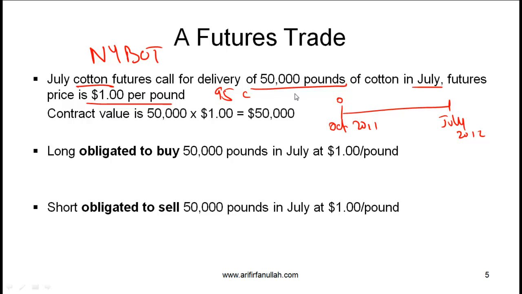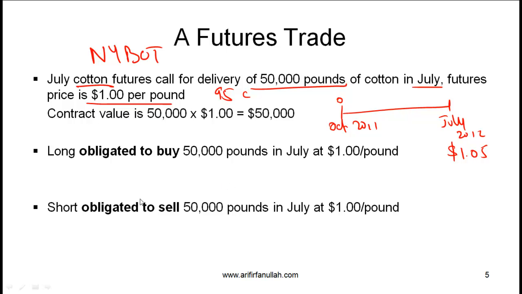Obviously, if the price of the underlying goes up, then the long benefits. Why? Because let's say the price goes up to $1.05. So when the price goes up, the long benefits, because the long has a commitment from the short that he will get cotton for $1 per pound. So if at maturity the price is 1.05, clearly the long benefits, because in the market the price is $1.05 per pound.